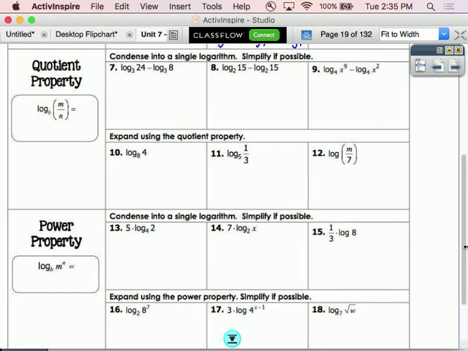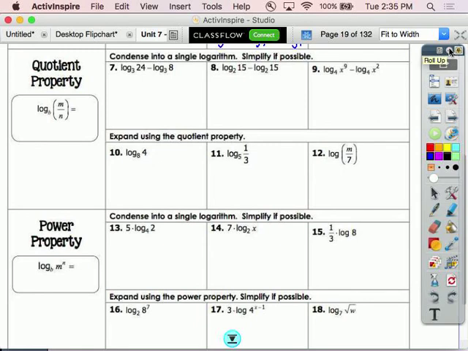So our quotient property: if for multiplication we added, what do you think we're going to do for division? We're going to subtract. So this would be log base b of m minus log base b of n. So whereas for multiplication we added two logs, for division, we can subtract two logs.